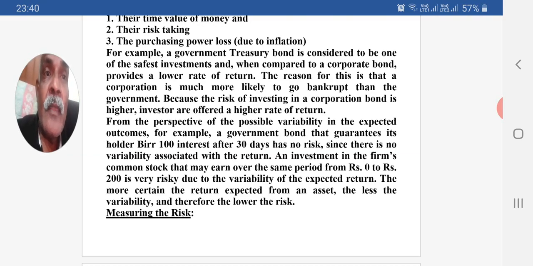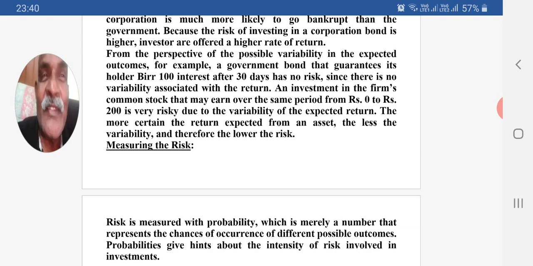So now from the perspective of the possible variability in the expected outcome, for example, a government bond that guarantees its holder, suppose, 100 rupees interest after 30 days, has no risk, since there is no variability associated with the return. An investment in a firm's common stock that may earn over the same period from 0 rupees to 100, 200 rupees is very risky due to the variability of the expected return. The more certain the return expected from an asset, the lesser the variability, and therefore the lower the risk. It means when the variability in return is less, it is less risky. Where the variability of return is more, that is 0 to 200, it is more risky.